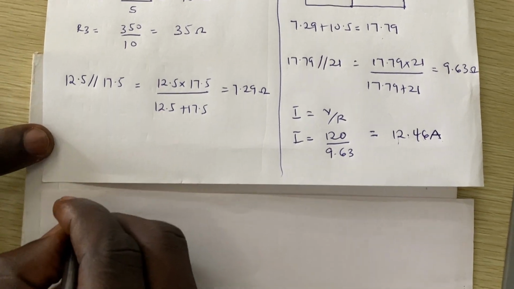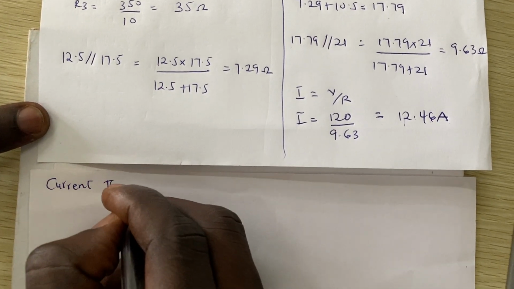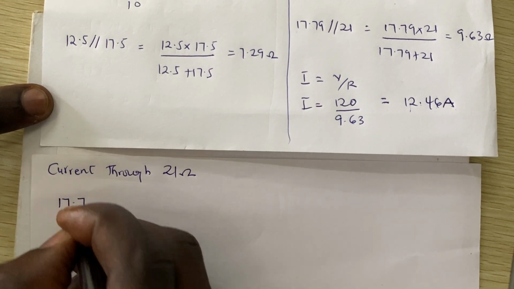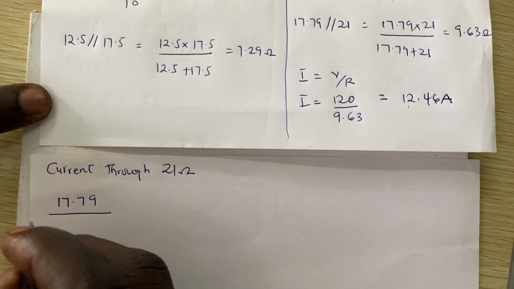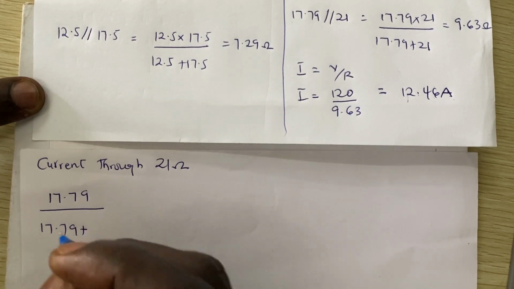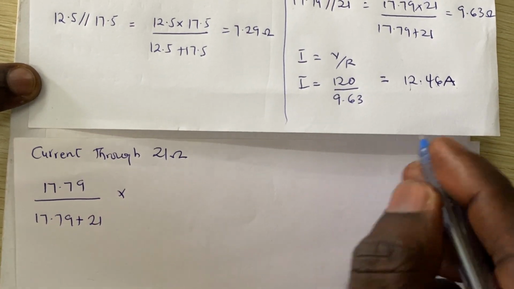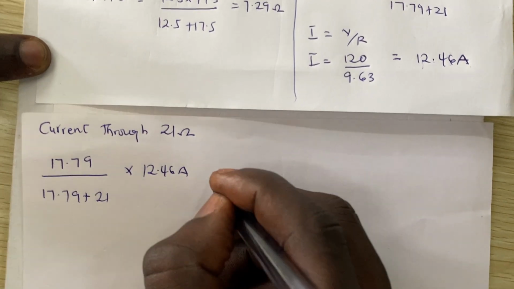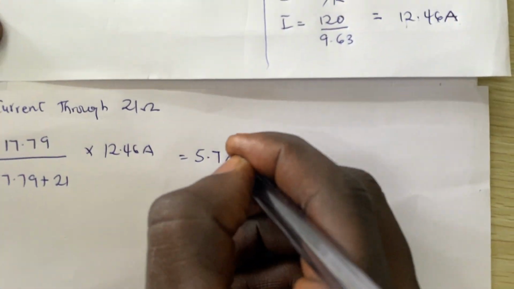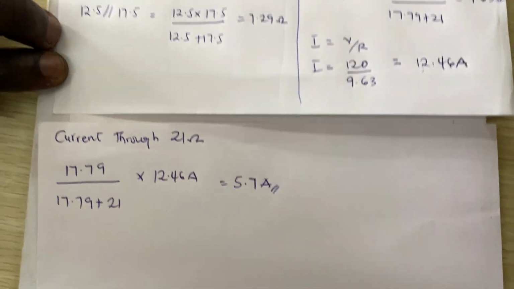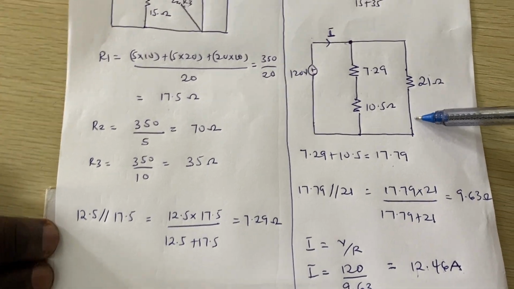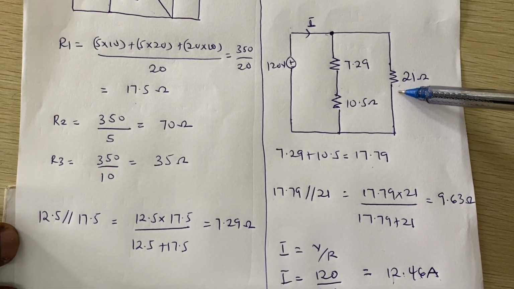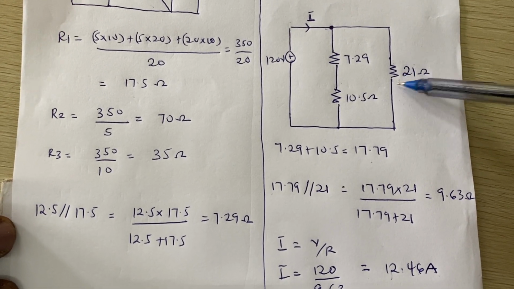So the current through 21 ohms is going to be 17.79 divided by 17.79 plus 21, times the total current, which is the 12.46 amps, right? And then this, we are getting 5.7 amps. So now we know that 5.7 amps is flowing through this 21, but originally this resistor wasn't 21, right? It was just a parallel conversion or equivalence that gave us 21.